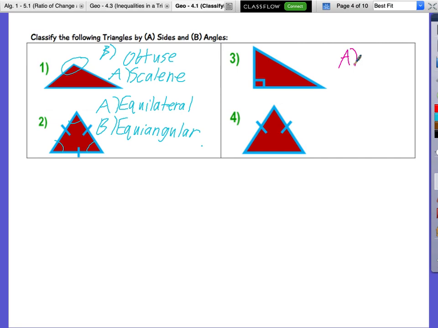Okay, I don't think they're the same. Okay, and so if no 2 sides are the same length, what kind of triangle is this? Scalene, very good. Would this be right?